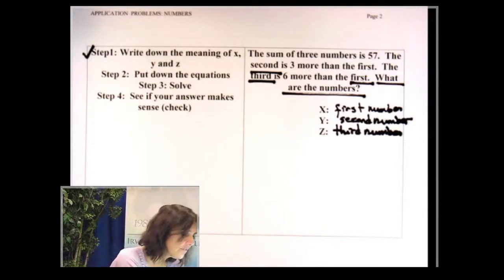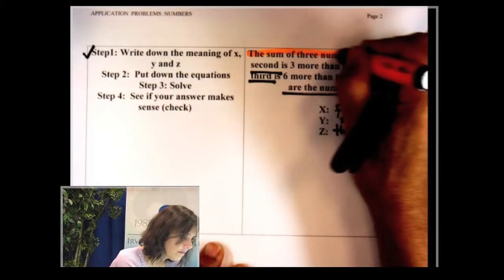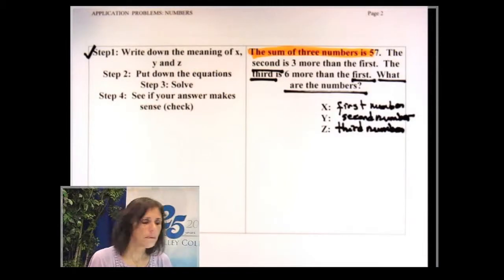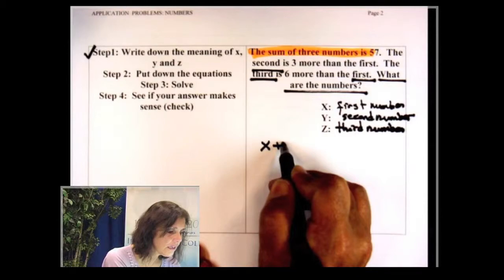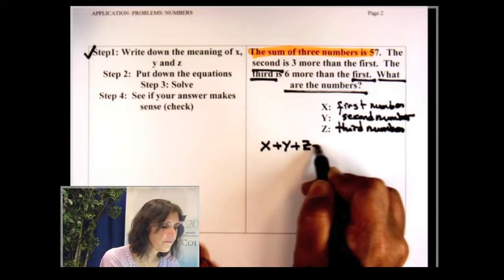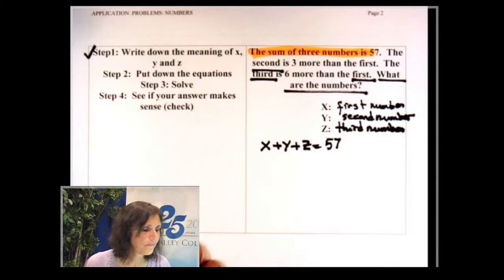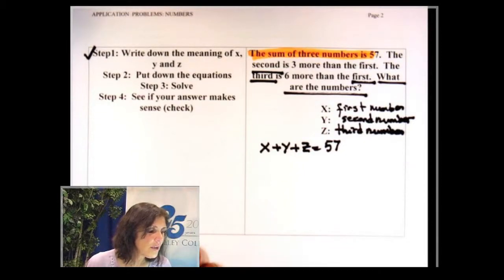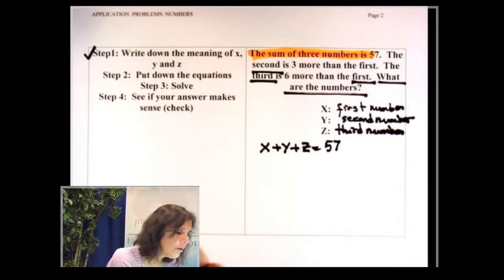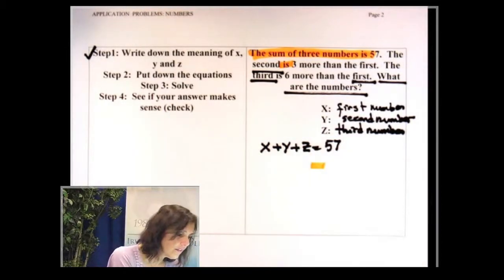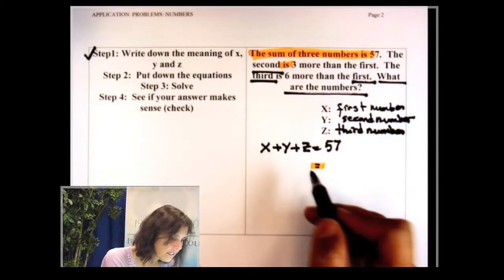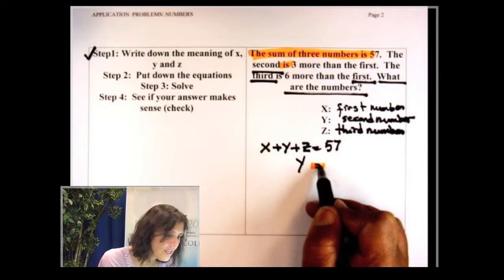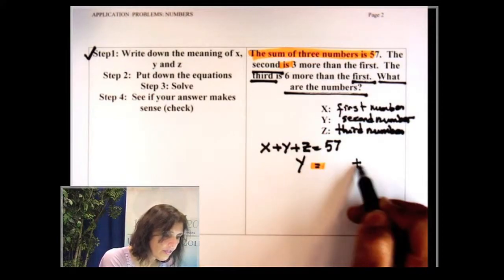The sum of three numbers is 57. Okay? Sum means X plus Y plus Z equals 57. Very good. The second is 3 more than the first. Now, the word is going to be the equal sign. Second is 3 more than the first.